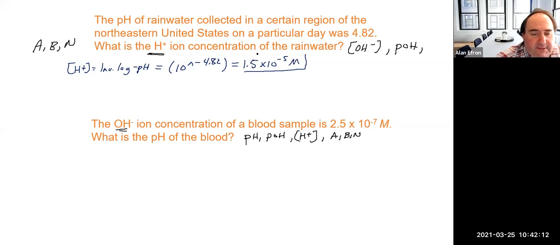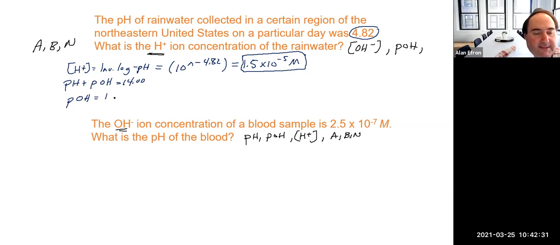First off, any questions on that calculation? The other thing that we could get right off that as well is the pOH. So remember that the pH plus the pOH equals 14. That would mean that the pOH would equal 14 minus 4.82. And that would get me 9.18 as my pOH.